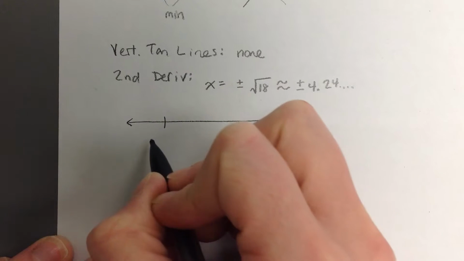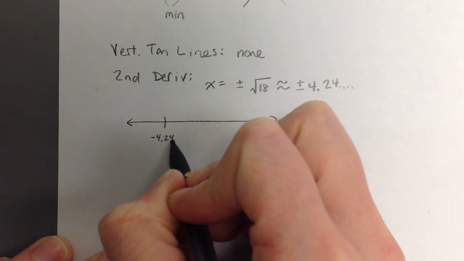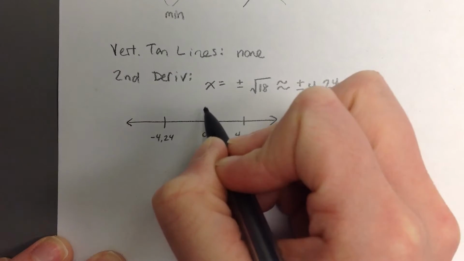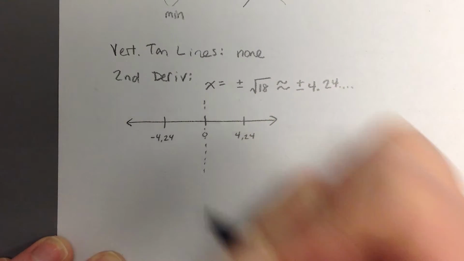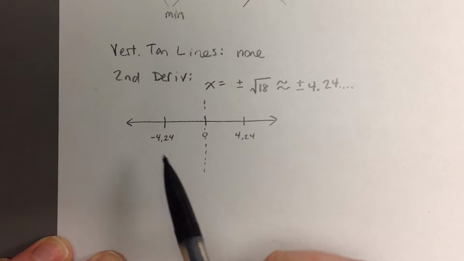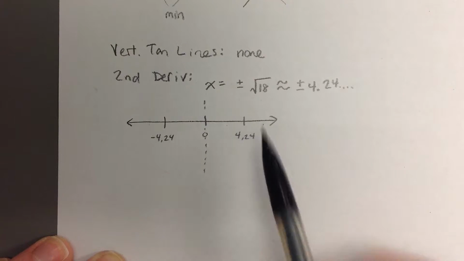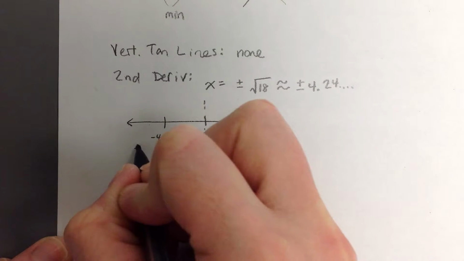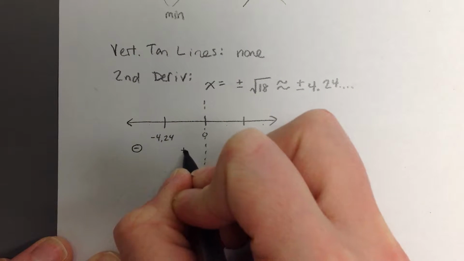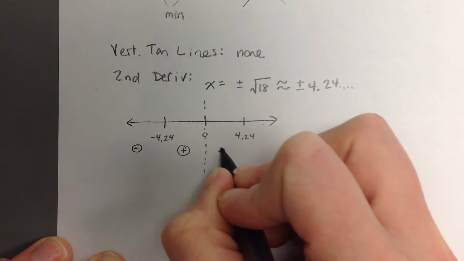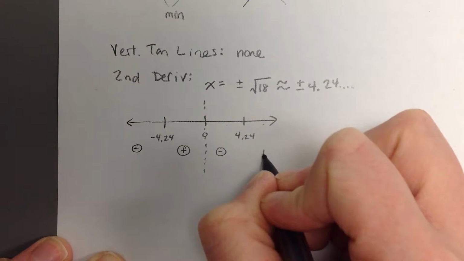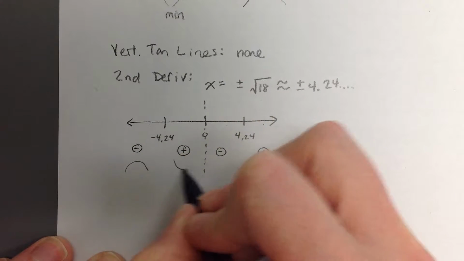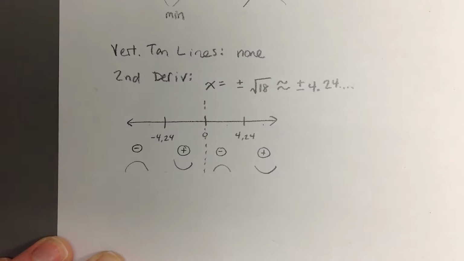So we know something's happening at negative 4.24, something's happening at 0, and something's happening at positive 4.24. Again, 0 is our asymptote. When we tested the second derivative at each of these intervals, we found that we had a negative second derivative, a positive second derivative, a negative second derivative, and a positive second derivative, meaning we are concave down, up, down, up. There we go.